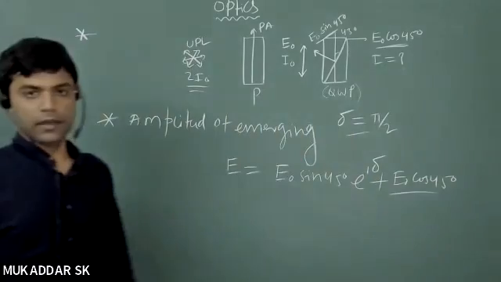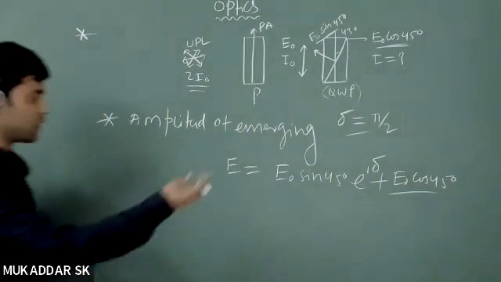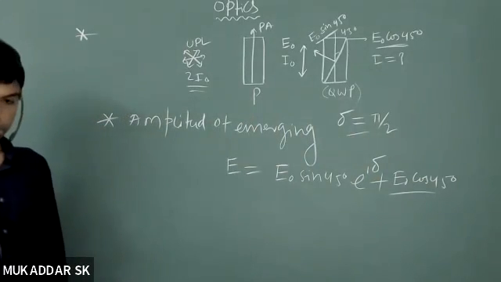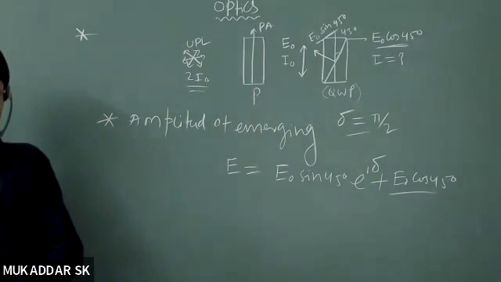Is this part clear to you all? How I am writing this resultant amplitude of the emerging ray? Is this part clear to all?